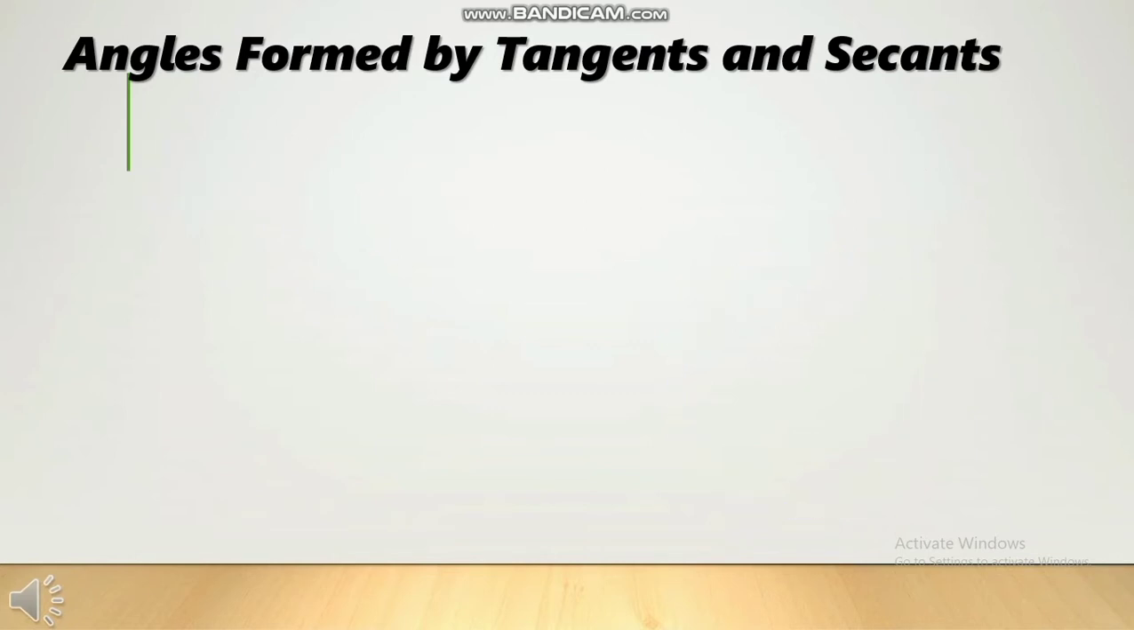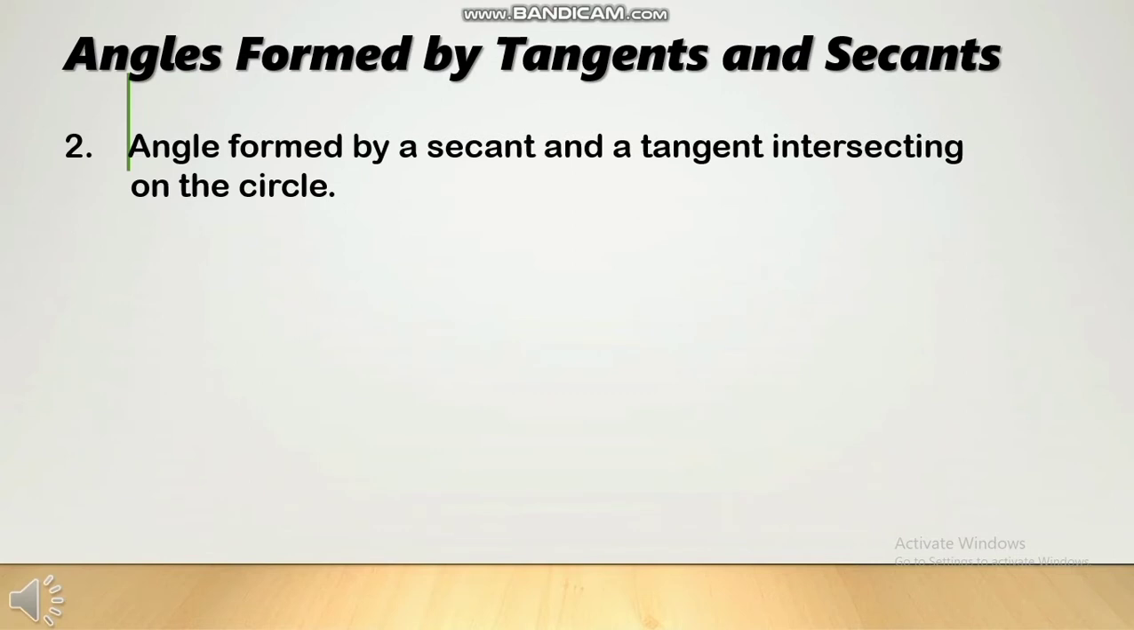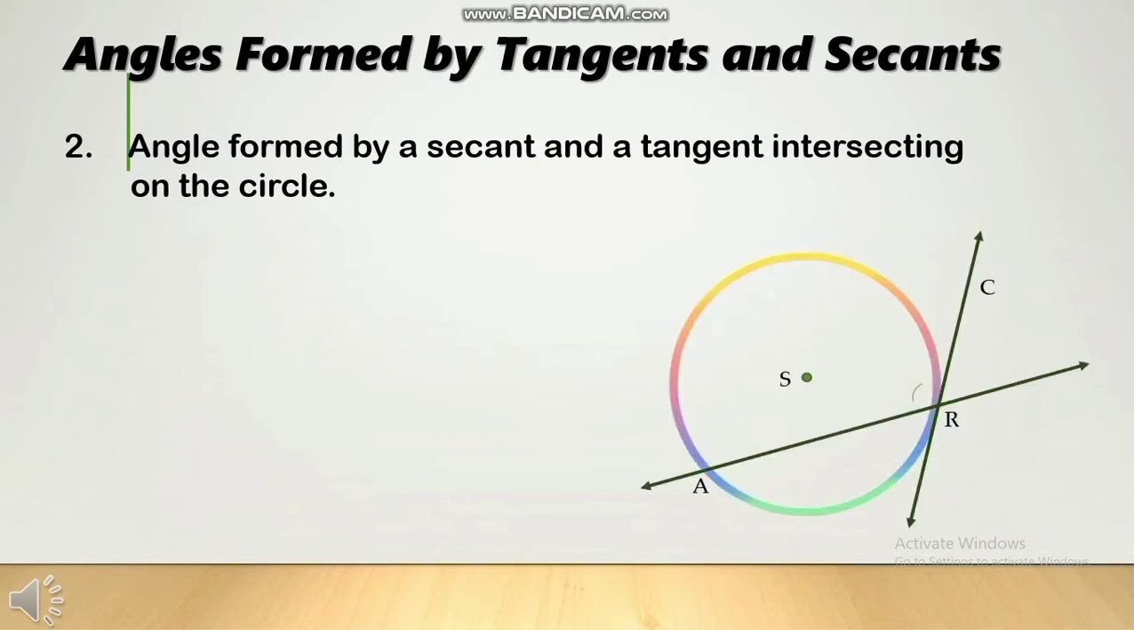For number 2, angle formed by a secant and a tangent intersecting on the circle. If you will look at the figure, there are two lines. We have line AR, which is a secant line, and line CR, which is a tangent line. If you will notice, the two lines intersect on the circle. And with the two lines, we have formed angle ARC.